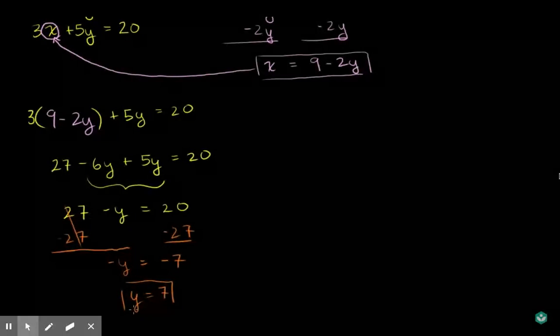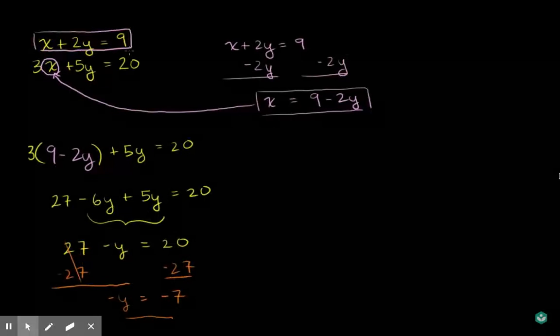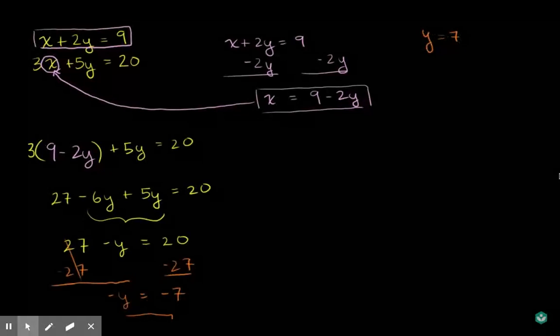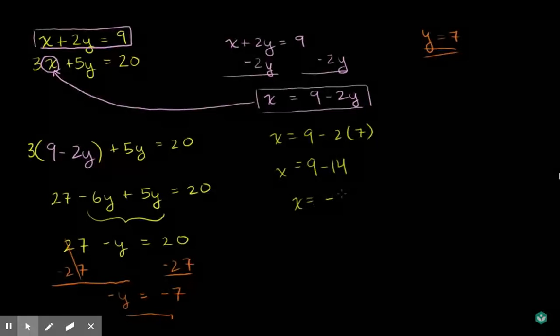So we found the y value of the point of intersection of these two lines. y is equal to 7. Let me write it over here so I don't have to keep scrolling down and back up. Well, if we know y, we can now solve for x. x is equal to 9 minus 2y. So x is equal to 9 minus 2 times 7, or x is equal to 9 minus 14, or x is equal to negative 5.